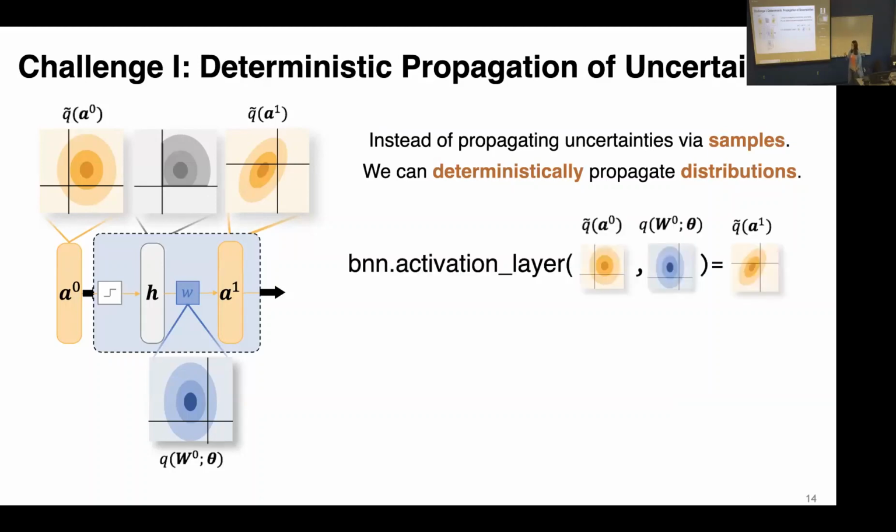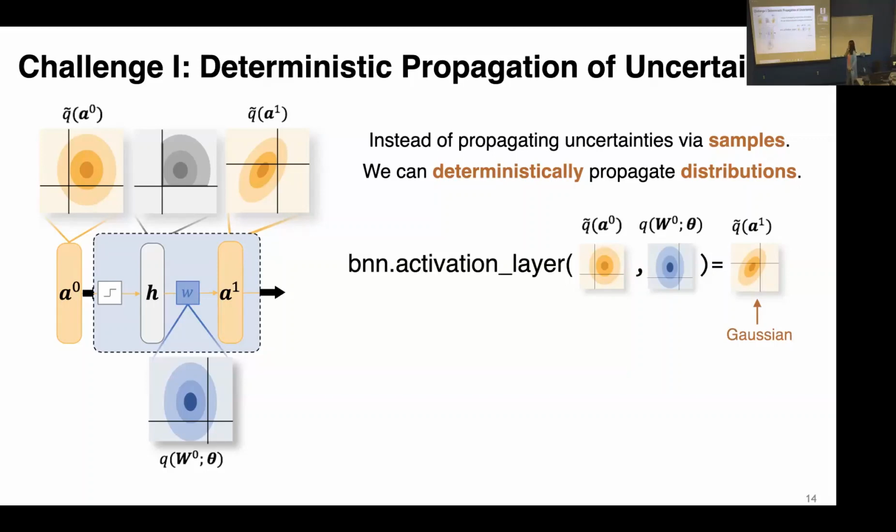So our goal is to come up with some function for each layer, so that for each layer, if I know the input distribution A0, I know the distribution of W0, can we give you back the distribution of the output A1? So that's the goal of the function, right? If let's say we know these two, and then we know this function, then we can get this. If we know this, then we can propagate the distribution to the last layer.